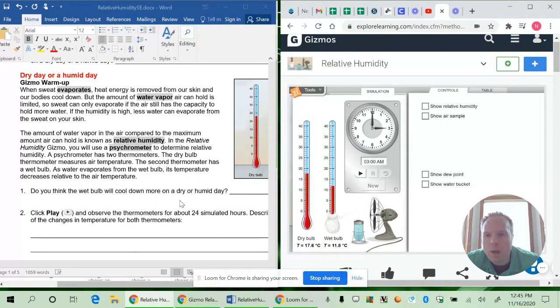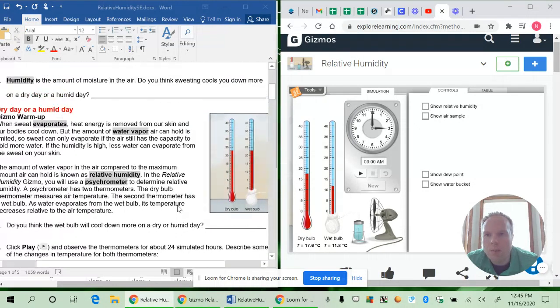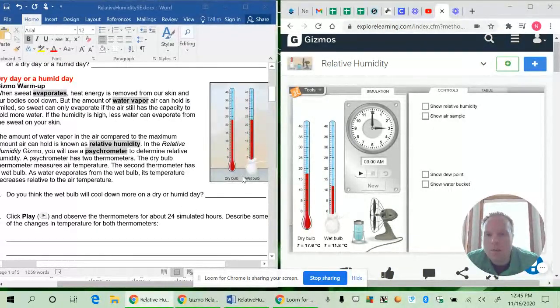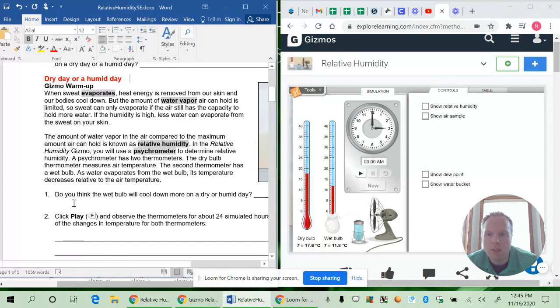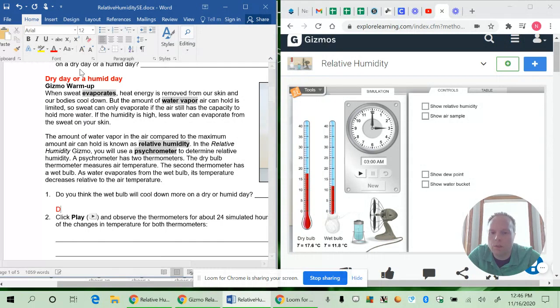So it says, do you think the wet bulb will cool down more on a dry or a humid day? So you have to make a prediction here. Do you think this thermometer will decrease in temperature more on a dry or a humid day? So again, you would just say what you think. Do you think it would be a dry or a humid day? So you pick one, dry or humid day.